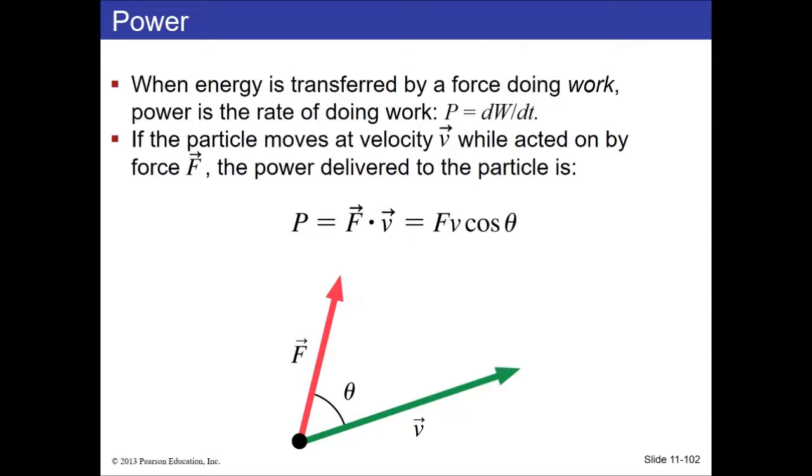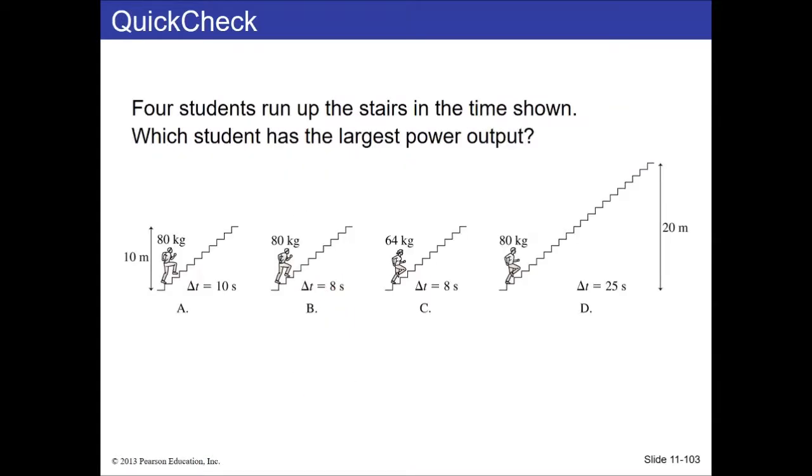Anyway, evaluating that dot product, just in terms of magnitude, it would be F V cosine theta. Okay, so quick check here for these students. We want to try to determine what is the largest energy output of these things. Okay, so we want to think about this a bit.